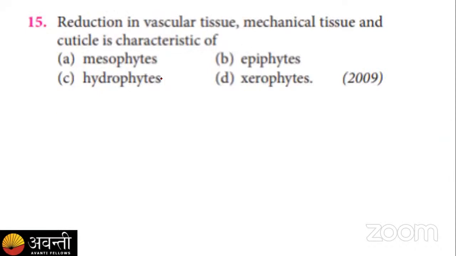Here we have the next question. The next question says, reduction in vascular tissue, mechanical tissue, and cuticle is characteristic of A, mesophytes, B, halophytes, C, hydrophytes, and D, xerophytes. So now you have to give your answer. In which kind of plants is the vascular system reduced and the cuticle thick? The last 10 seconds are left to give your answer.